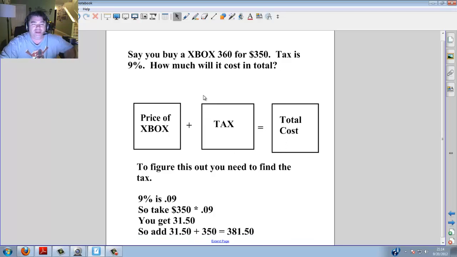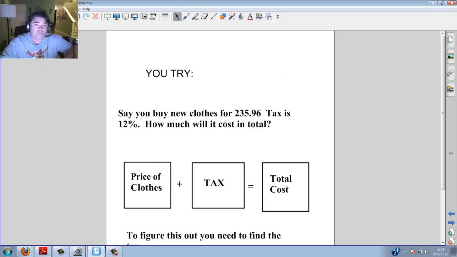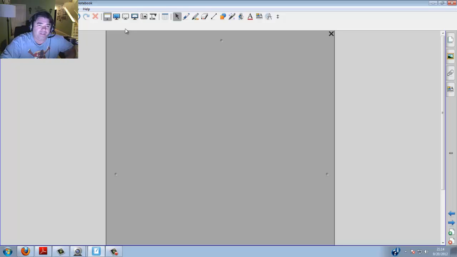This is just like the tax you pay in any store, on anything you buy. So where are you going to use it in real life? Every time you buy something at any store, you're paying sales tax, which is what it is. You may not like it, but it's a reality. So if you have something that you want to buy for $20 and you only have $20, you don't have enough for the sales tax, so you better find something else. Next page. You try.